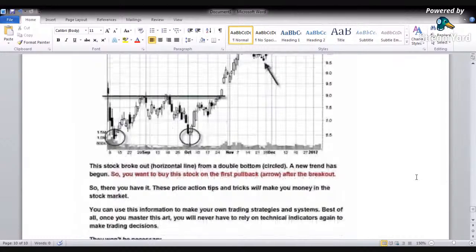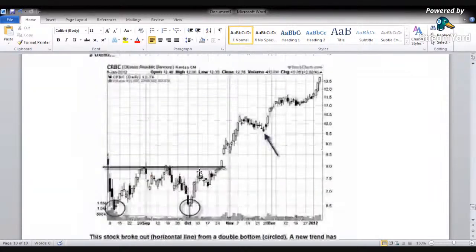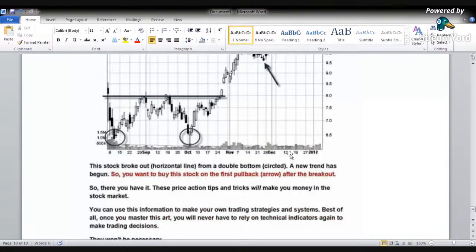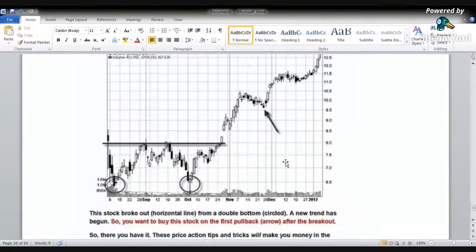This stock broke out the horizontal line. So this is the resistance area. After a double bottom here, the circle line, a new trend has begun. So you want to buy the stock on the first pullback after the breakout. So nag-breakout siya, and then there's a first pullback. This is the time you need to watch the first pullback. Because in this case, this stock is not going here. It did not retest this resistance here. So you need to wait the first pullback by using the 50% rule in tips number 8. Okay?